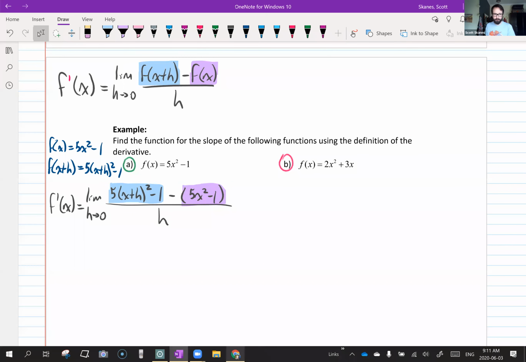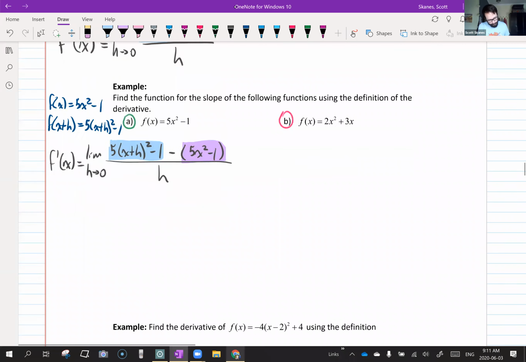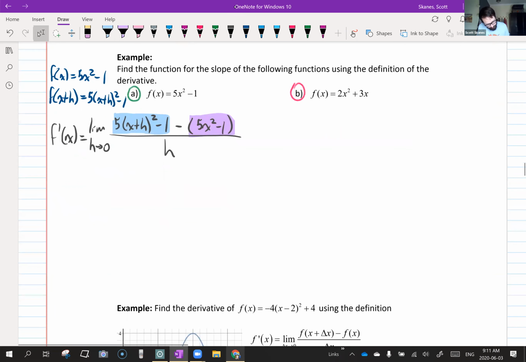For this question, let's expand it, see what cancels, and we'll have our derivative. We'll be able to give you the slope of this function no matter what. Let's do the algebra.